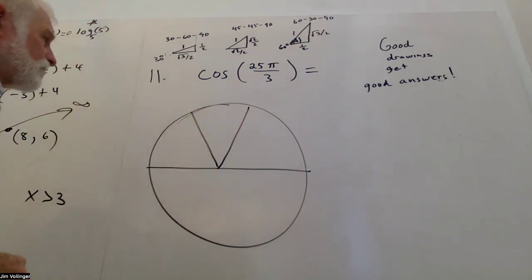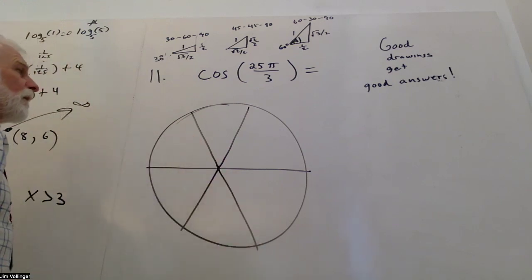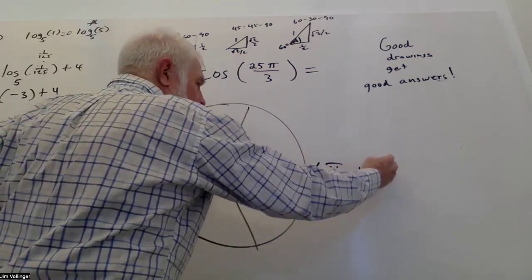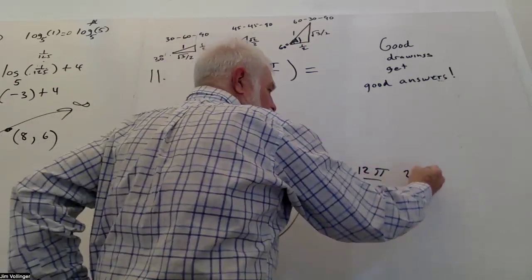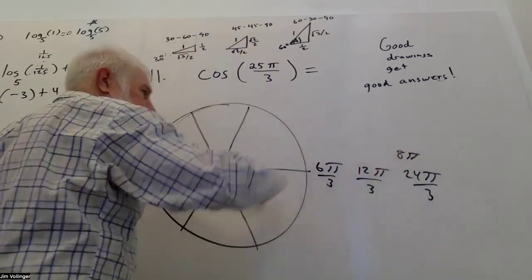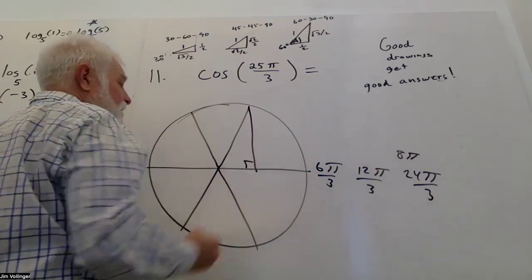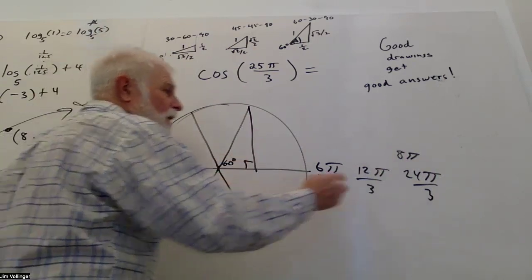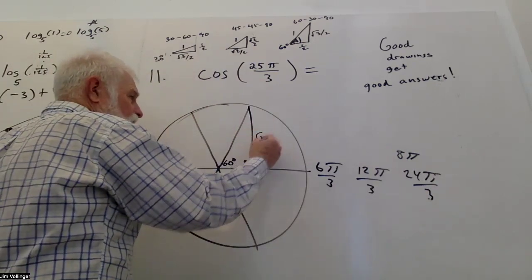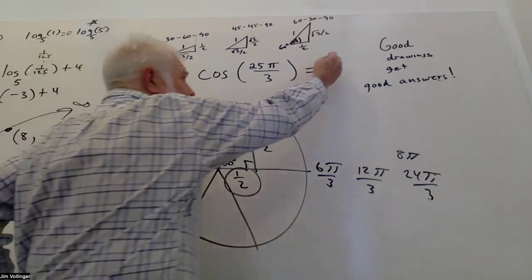Good drawings get good answers. If there's 3 in the numerator, there's 3 in the denominator. Pretty good drawing, which means I have 6 pi over 3 once around, 12 pi over 3 twice around. Cut to the chase, 24 pi over 3, the same as 8 pi, which is 4 times around. And I gotta get to 25 pi over 3. That's this triangle. I can see I have 60 degrees because 180 divided by 3, I have 60 degrees, which means that's root 3 over 2, that's a half, and that's 1. I'm looking for the cosine. My answer is a half.